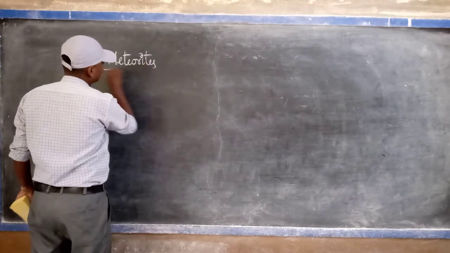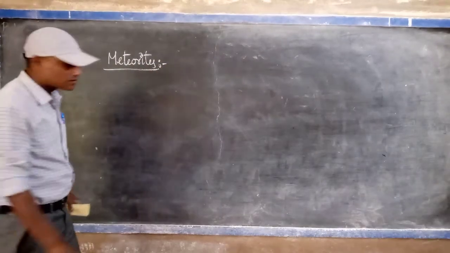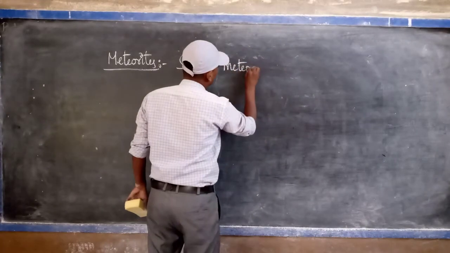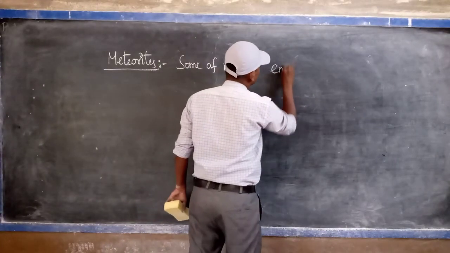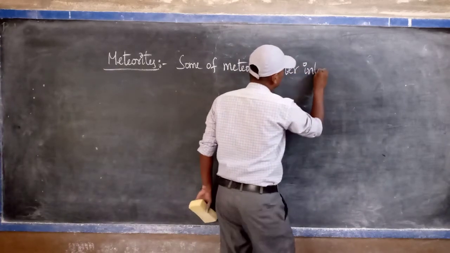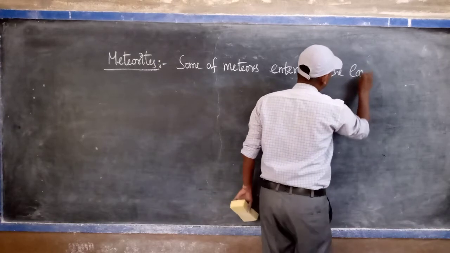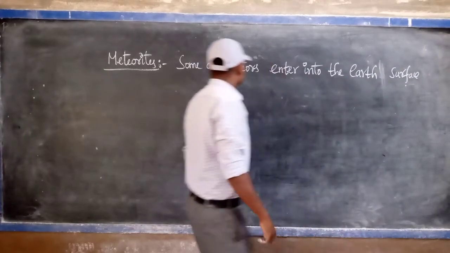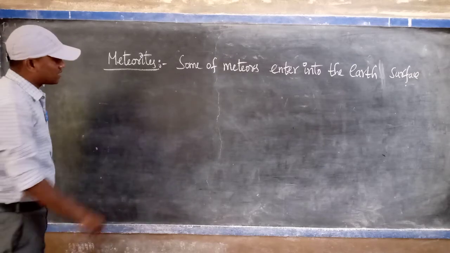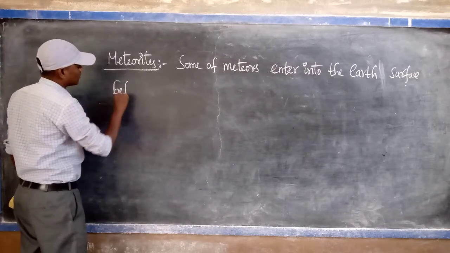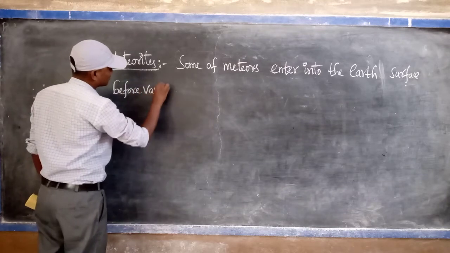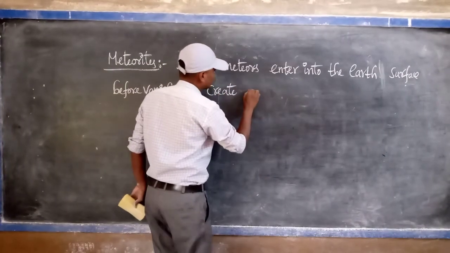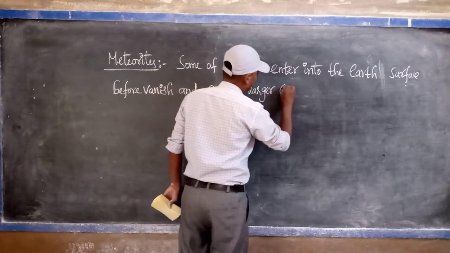Meteorites. Some of the meteors enter into the Earth's surface before vanishing and create larger craters.